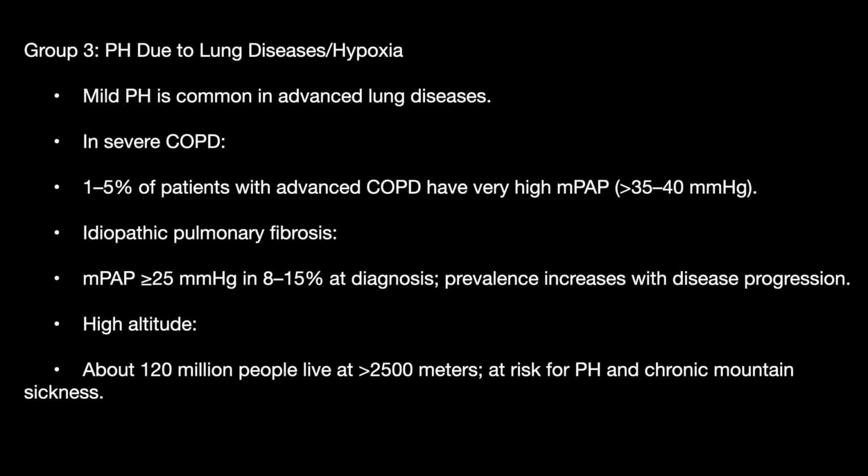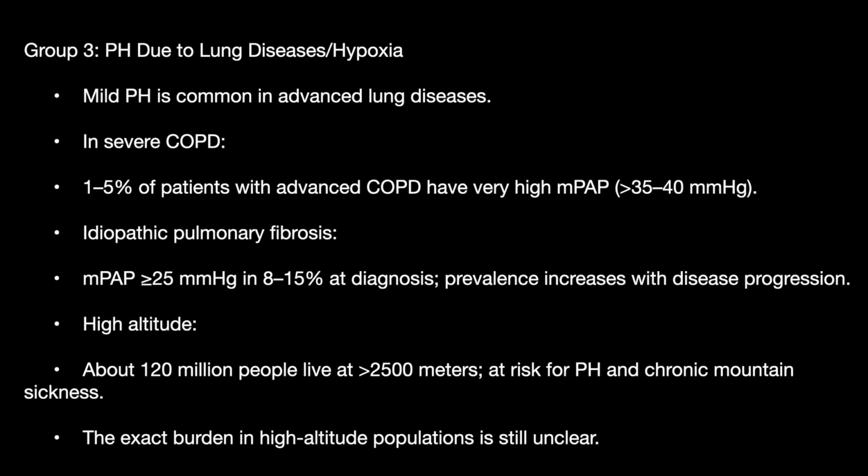With high altitude, around 120 million people live at more than 2,500 meters above sea level, and they are at risk of chronic hypoxia and this thing called chronic mountain sickness. The exact burden in this population is not clear because there are very few studies which have looked into this.